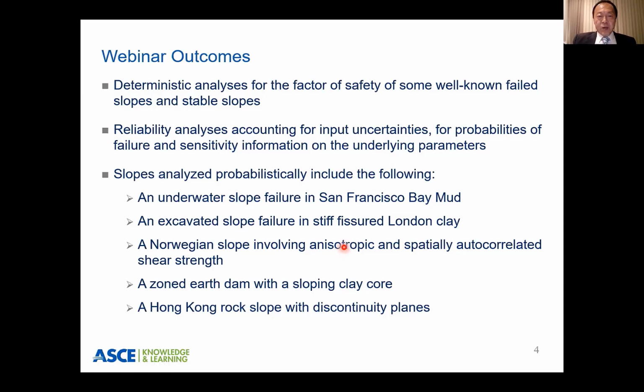Right. We'll be looking at the slope in San Francisco Bay Mud that failed, and also a slope in Steve Fisher London clay that failed, as well as a Norwegian slope involving anisotropic and spatially autocorrelated shear strength. And then look at the zone of them with a sloping clay core, which came from Lamb and Whitman, a deterministic case, which will be extended probabilistically. If time permits, I will then move on to the Hong Kong rock slope with discontinuity planes.